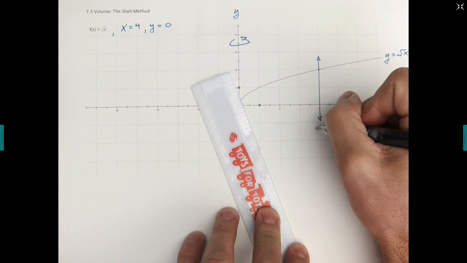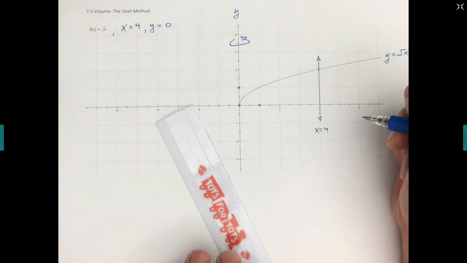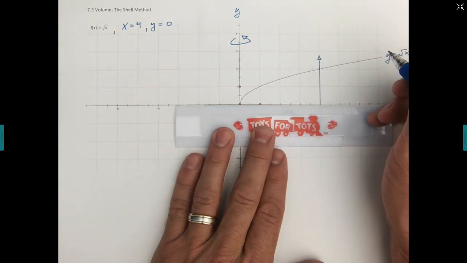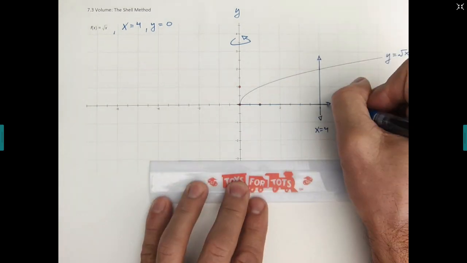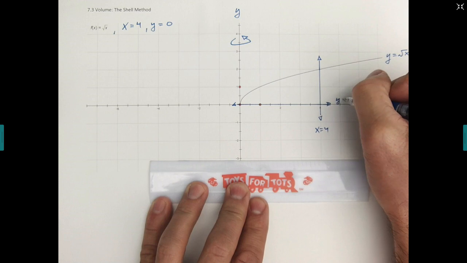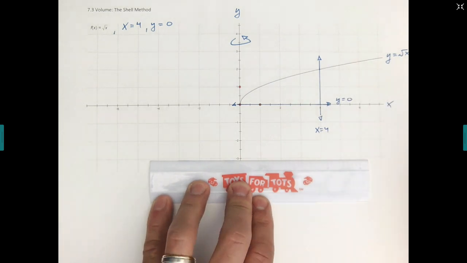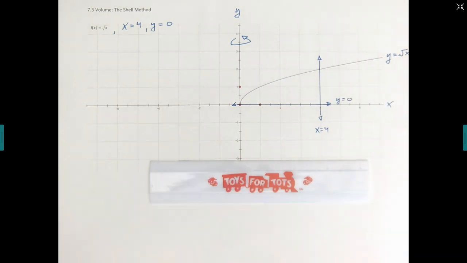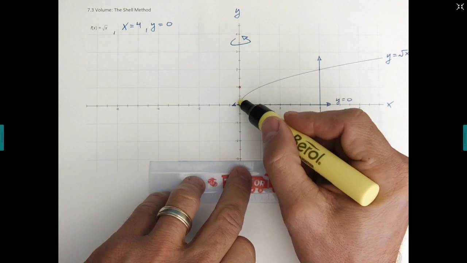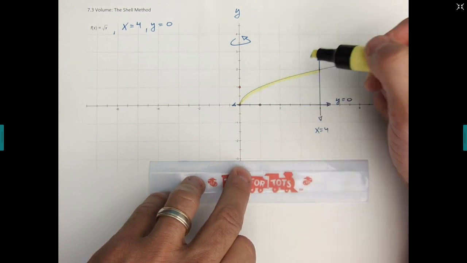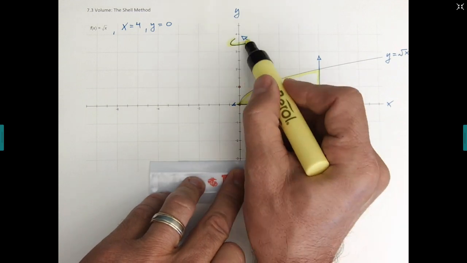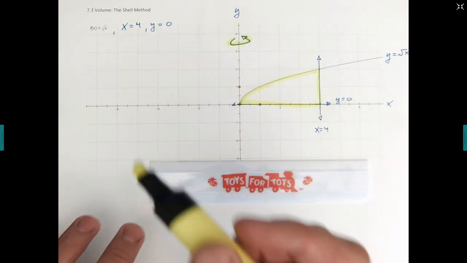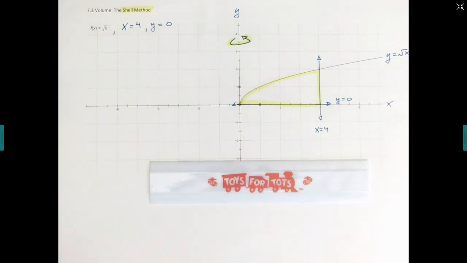There we go. Here's our x equals 4, and our y equals 0 is right here. y equals 0, also known as our x-axis. So we have this region, and I'm just going to highlight it. This is the region that I want to show in this example. And this region will be rotated about this y-axis. We're going to use the shell method to calculate the volume.